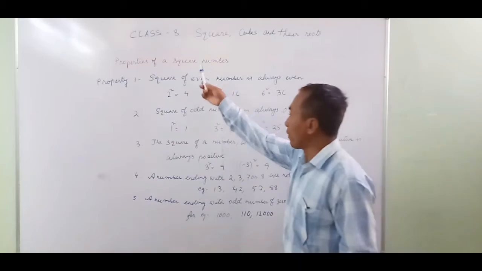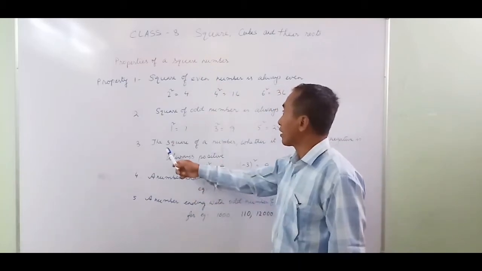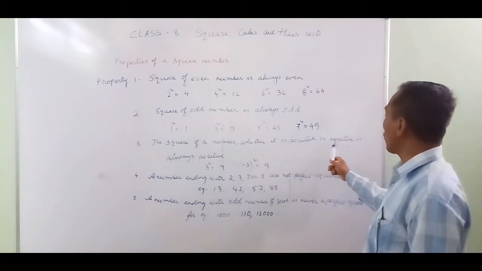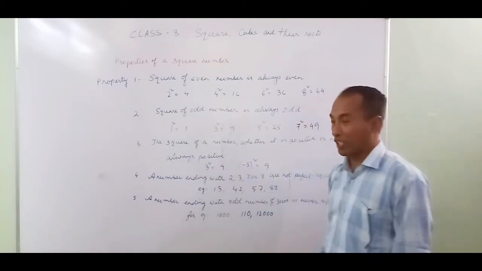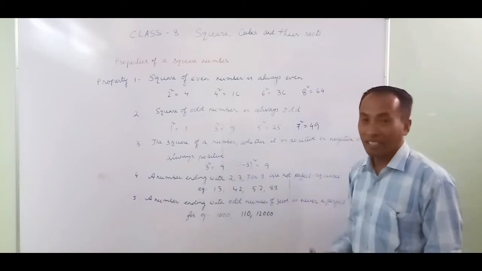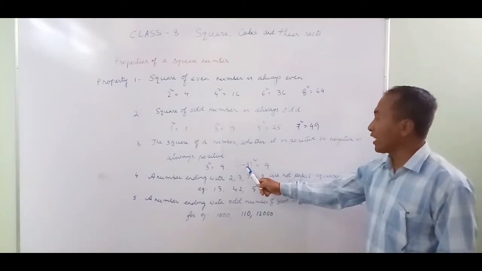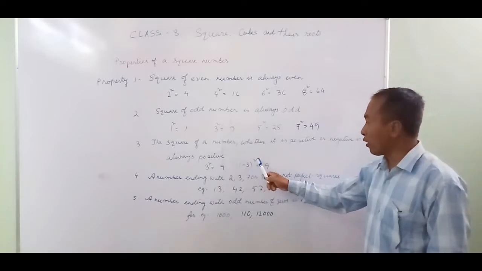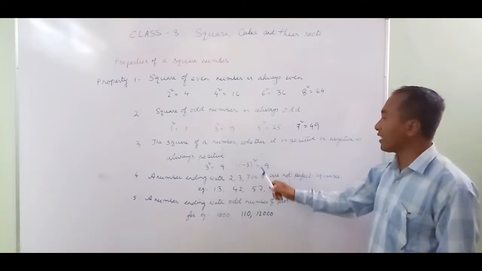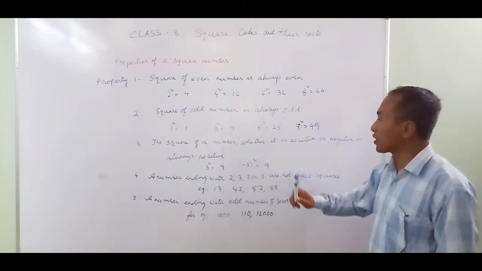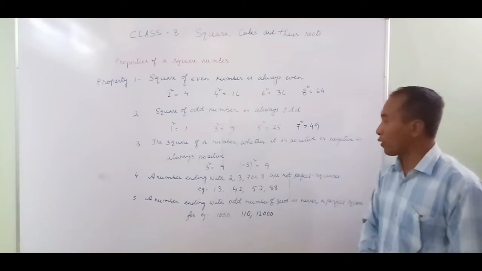The third property of a square is that the square of a number, whether it is positive or negative, is always positive. Here 3 square is 9, 9 is positive, 3 is also positive. Minus 3 is negative, but minus 3 whole square comes out 9 and this 9 is positive. Therefore, negative square is also positive, positive square is also positive.